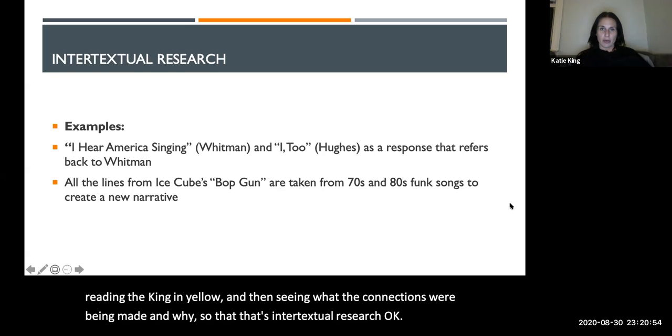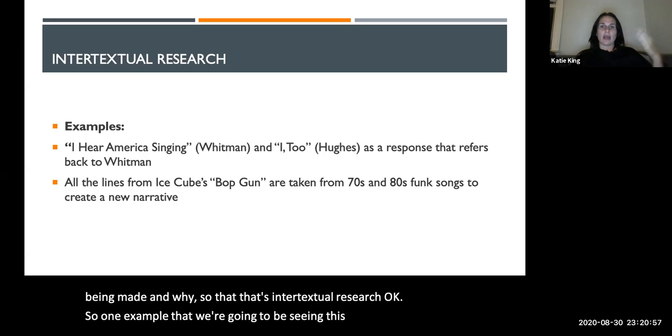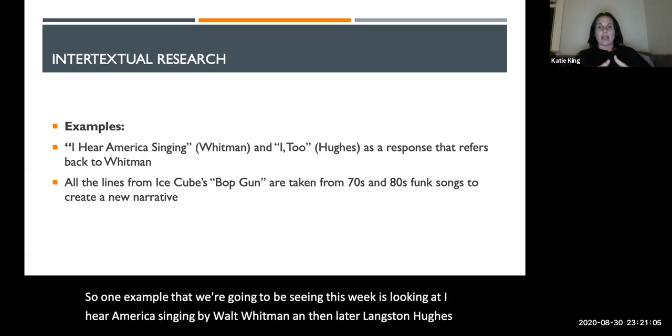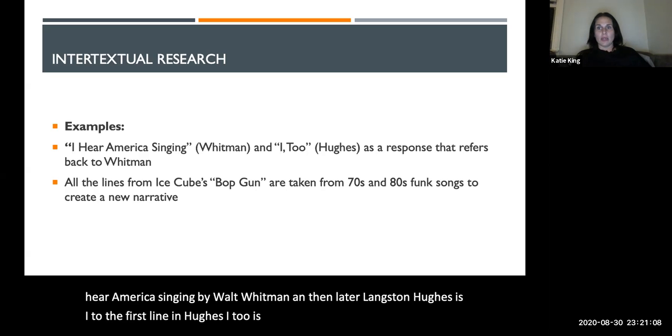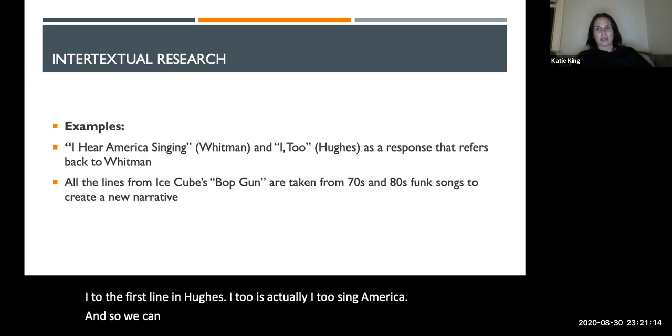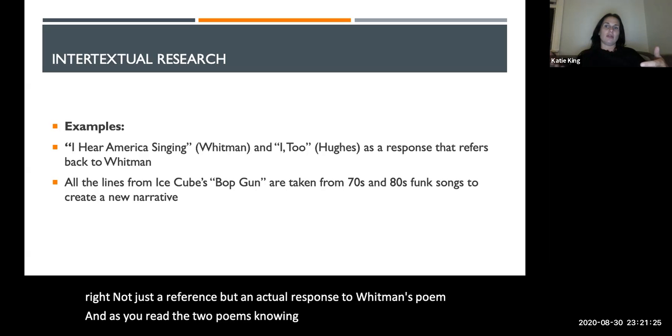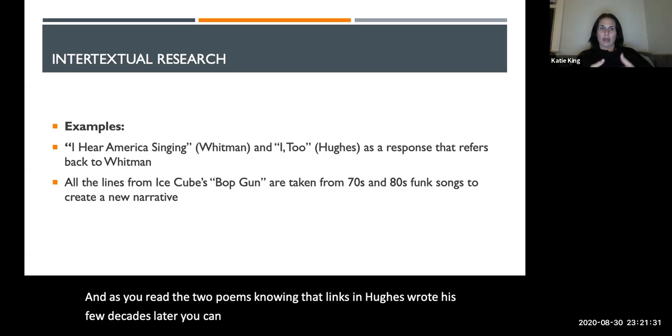So one example that we're going to be seeing this week is looking at I Hear America Singing by Walt Whitman, and then later Langston Hughes's I, Too. The first line in Hughes's I, Too is actually "I, too, sing America." And so we can see just from that first line that it is a direct response, right? Not just a reference, but an actual response to Whitman's poem. And as you read the two poems, knowing that Langston Hughes wrote his a few decades later, you can see the intertextual connections that you can make.